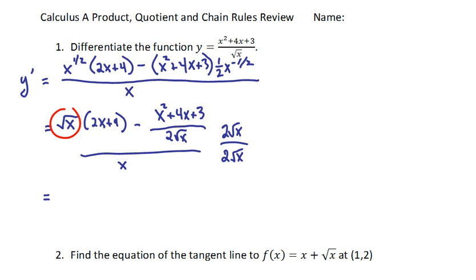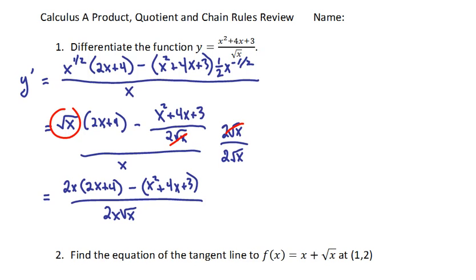over here is going to give me 2x times 2x plus 4, and then the 2x is going to cancel with the second term completely, and I'm going to get minus the quantity x squared plus 4x plus 3. And so you have to be careful there to put that in parentheses. And then in the denominator, I'm going to have 2x square root of x.